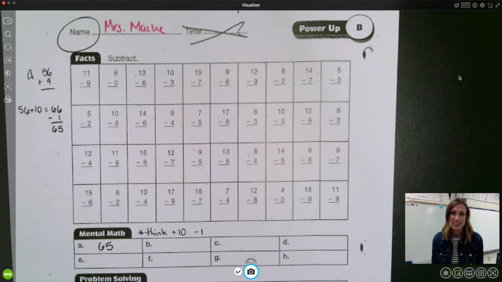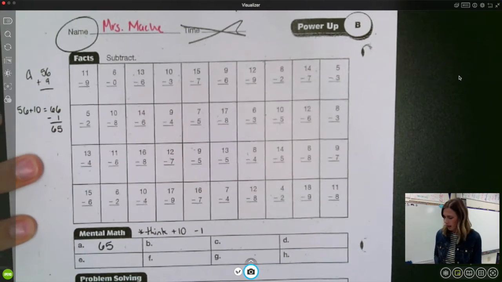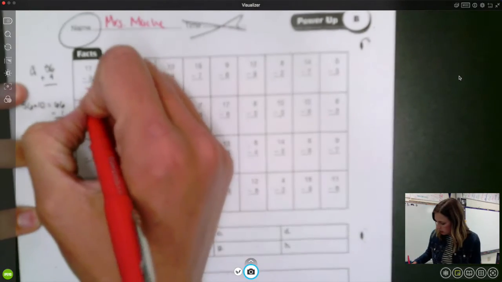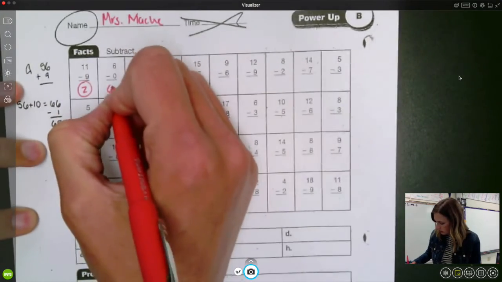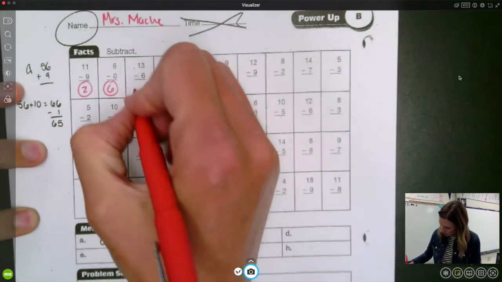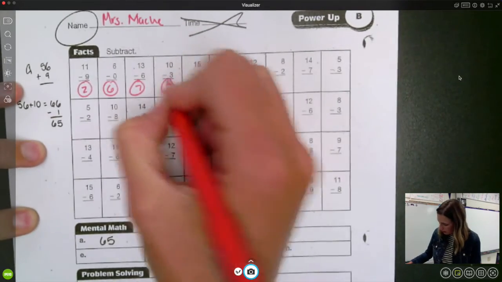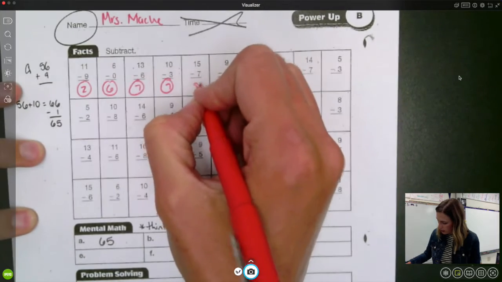All right, if you're watching this now, that means you're done with your Power Up. We're going to correct it together. Today we've got subtraction. 11 minus 9 is 2. 6 minus 0 is 6. 13 minus 6 is 7. 10 minus 3 is 7. 15 minus 7 is 8.